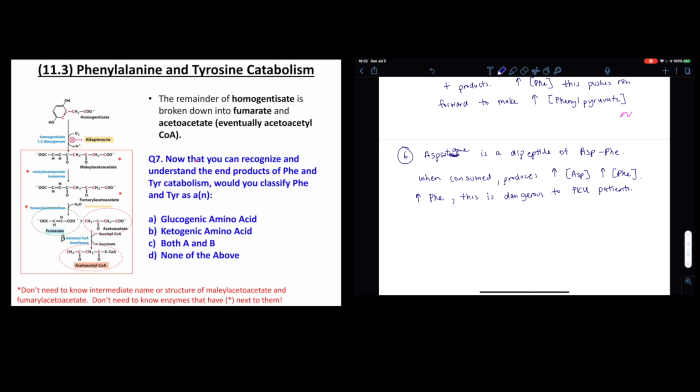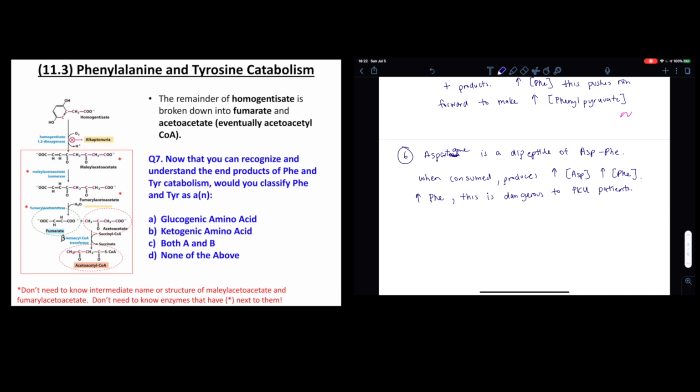So now that you've seen the whole breakdown pathway of phenylalanine and tyrosine catabolism, how would you classify them in terms of what kind of amino acids they are? Are they glucogenic? Are they ketogenic? Are they both? Or are they none of the above? Just by looking at this, I would say that they're both, because this fumarate can go on to form oxaloacetate, which can go on to make glucose. And this acetoacetate is already a ketone body itself, but it can be added with a coenzyme A to make this compound, which you know is ketogenic.